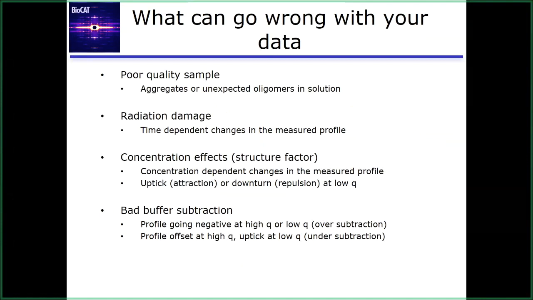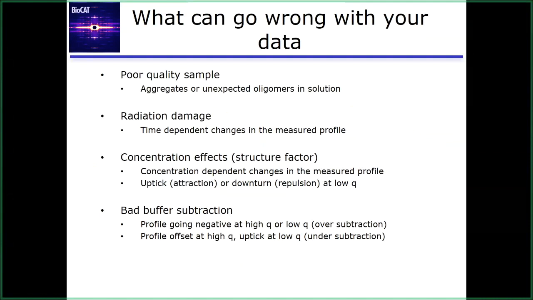What can go wrong with your data? Generally speaking, there are 4 main things that can go wrong with your data. There's a lot of other stuff, but it all usually boils down to these. Either you have bad quality sample, and this usually means aggregates, either generic aggregates, a different protein, or some kind of unexpected oligomers in your solution. That's going to mess up the measurements of the sample that you came here interested in.